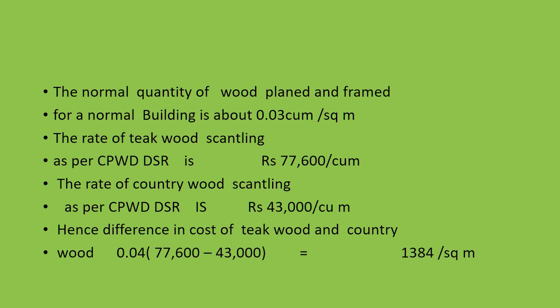The normal quantity of wood planed and framed in a normal building is worked out as 0.03 cubic meter per square meter. But if you add the wastage, it will come to 0.04. So the difference in cost of teak wood and country wood will be 0.04 into rupees 77,600 minus rupees 43,000, which will work out to 1,384 per square meter.